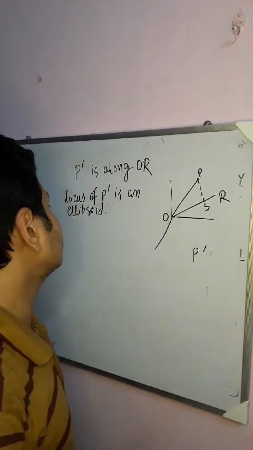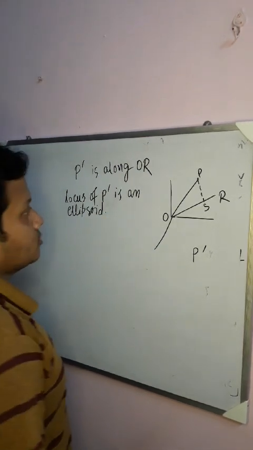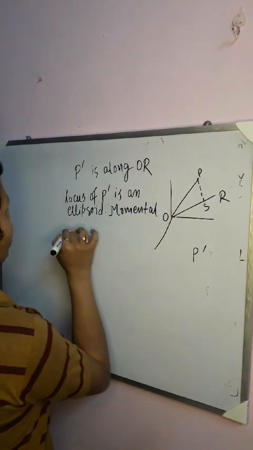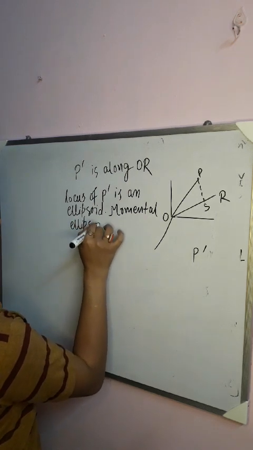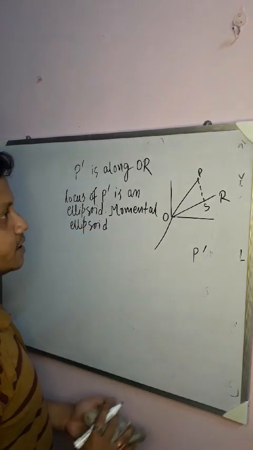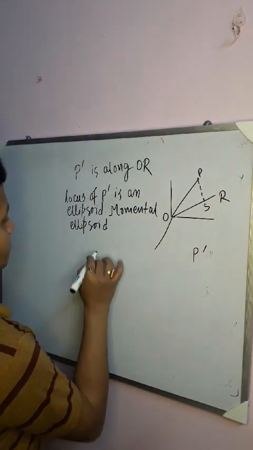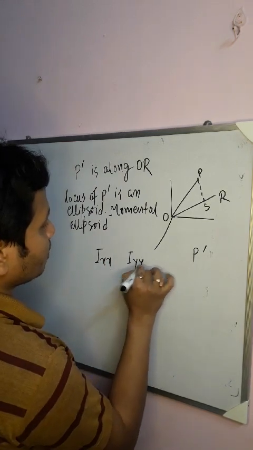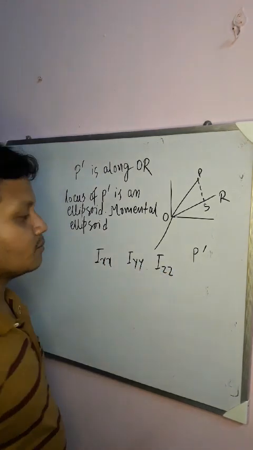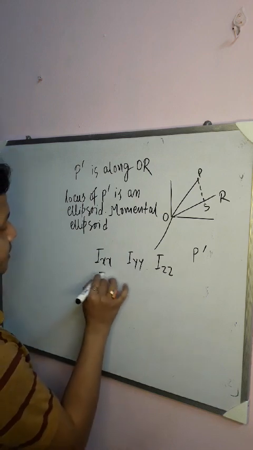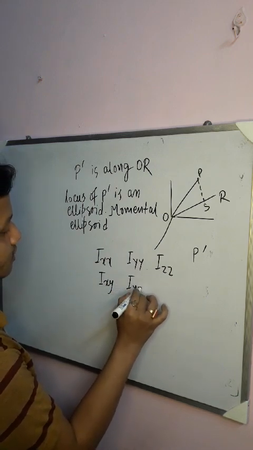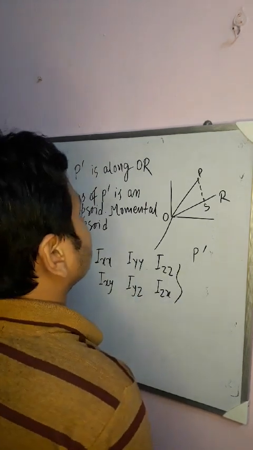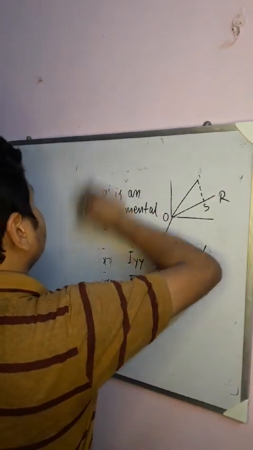Clearly it represents a quadratic surface. So this is known as the momental ellipsoid in 3D. And Ixx is the moment of inertia along the x-axis, Iyy along the y-axis, and Izz is the moment of inertia along the z-axis. And these are the product terms, Ixy, Iyz, Izx. So clearly the rigid body describes an ellipsoid in this case.